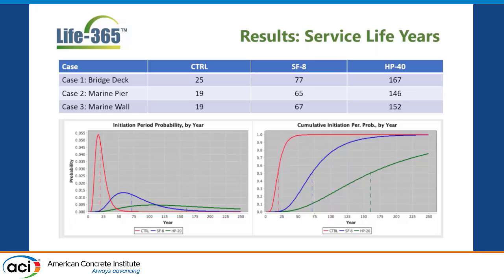So here's the failure. Whenever these lines are crossing there, that's the 90% level. Life-365 is very harsh when you put in reliability. It's saying that even this super concrete is barely giving you 75 years at 90% confidence. This one is bad. So you're saying there's a 10% chance to fail here.